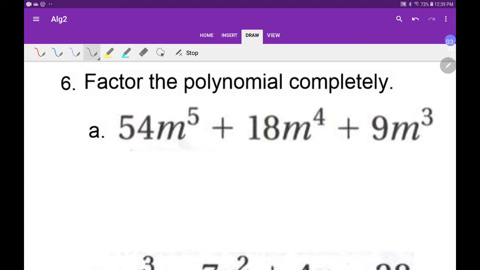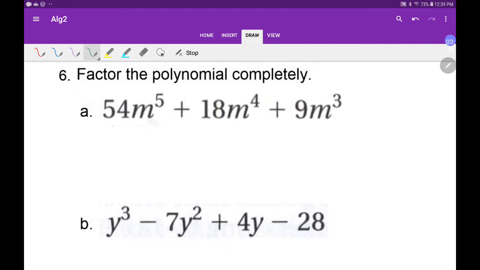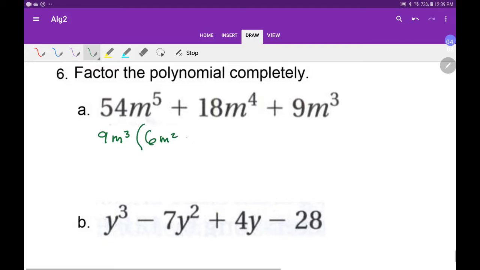You notice here, what's the greatest common factor that I could take out of all three? So I know I make you do these things and you think, why? Well, this is why. So we're going to take a 9 and an m to the third out of each one. So what's left behind? There's a 6m squared. And what's left behind from the 18? There's a 2 and there's 1m left over.